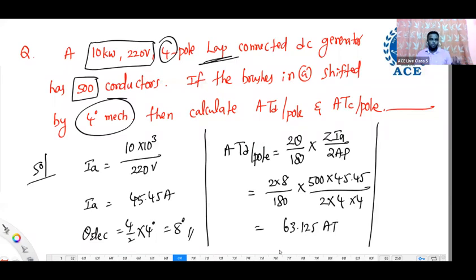ATD per pole and ATC per pole, the sum of these two will be the total ampere turns per pole. You will get the same. So the other theta is taken to find demagnetizing. Otherwise, we cannot find demagnetizing. That's why we considered that.